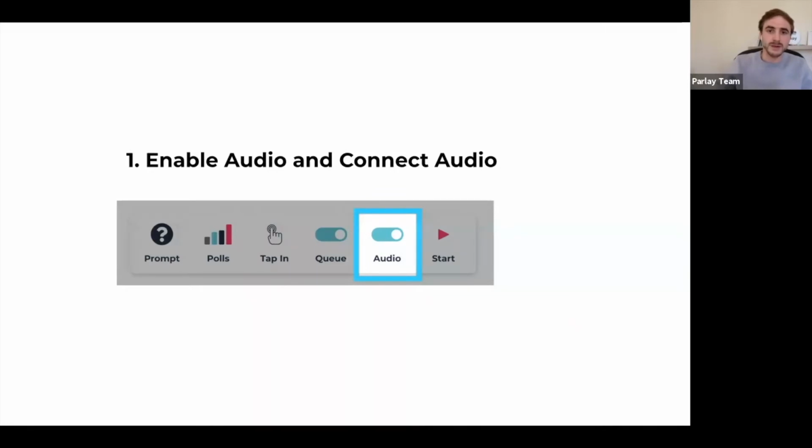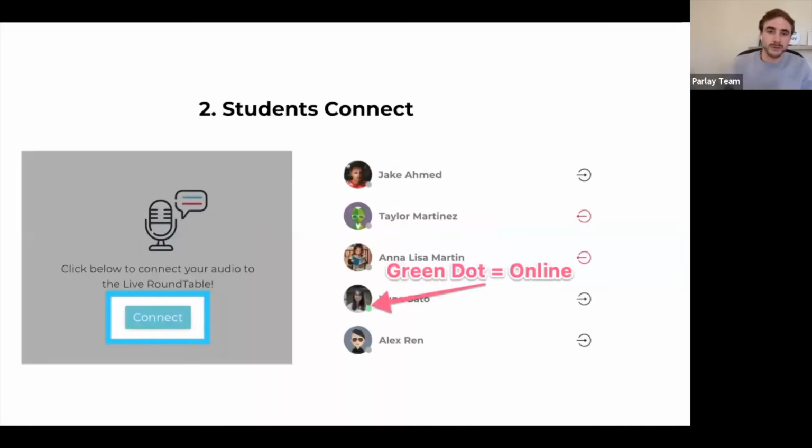After you do that, the students will join the roundtable in the normal way, where you'd send them the code or the link through Google Classroom, for example. Then the students would join the live roundtable. Once the discussion starts, they're going to have to press the connect button, which will show up on their screen in a very obvious place. I'll show you what that looks like.